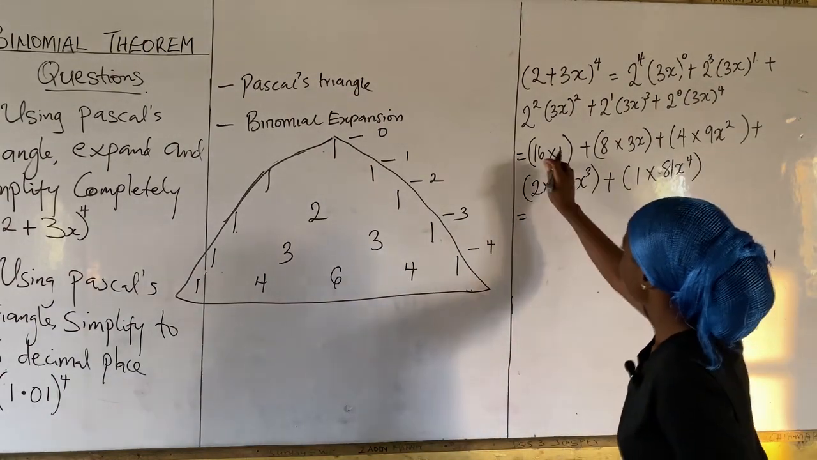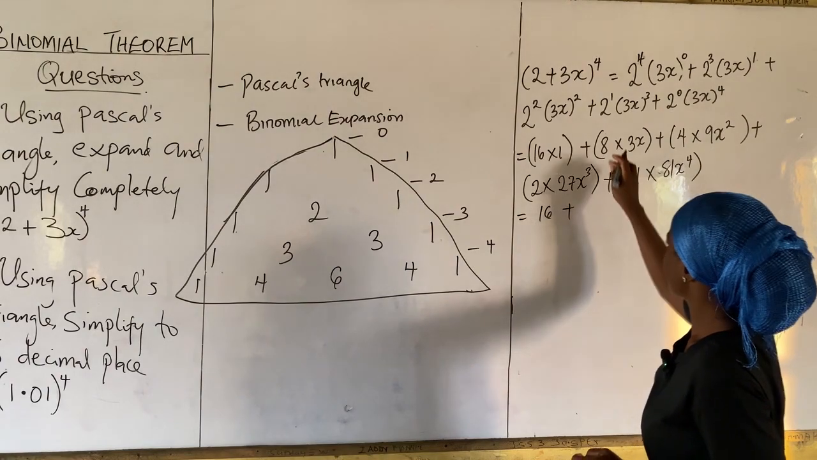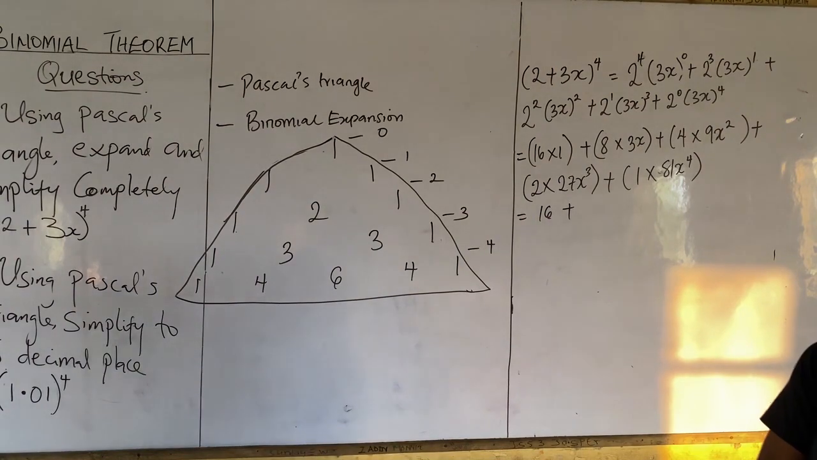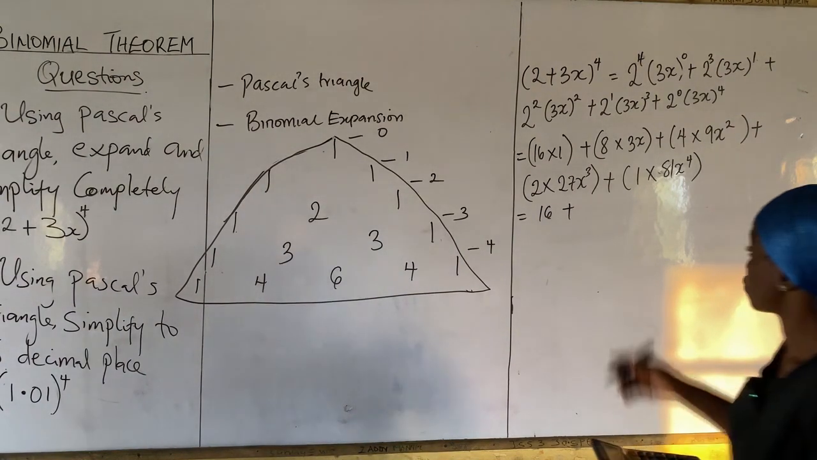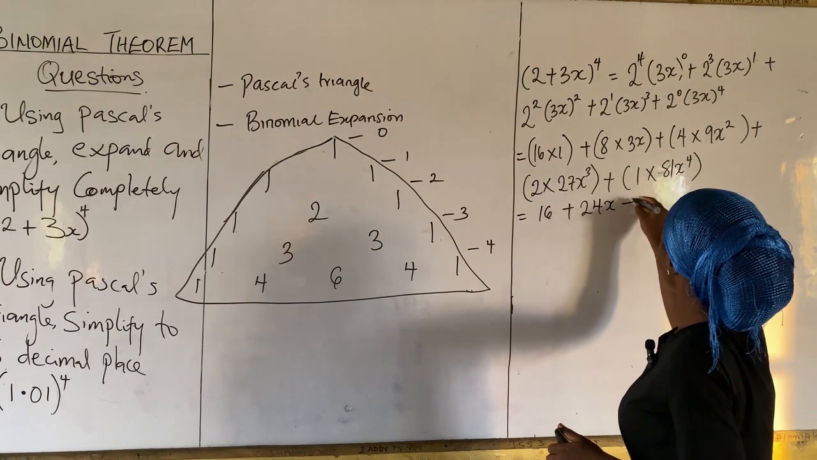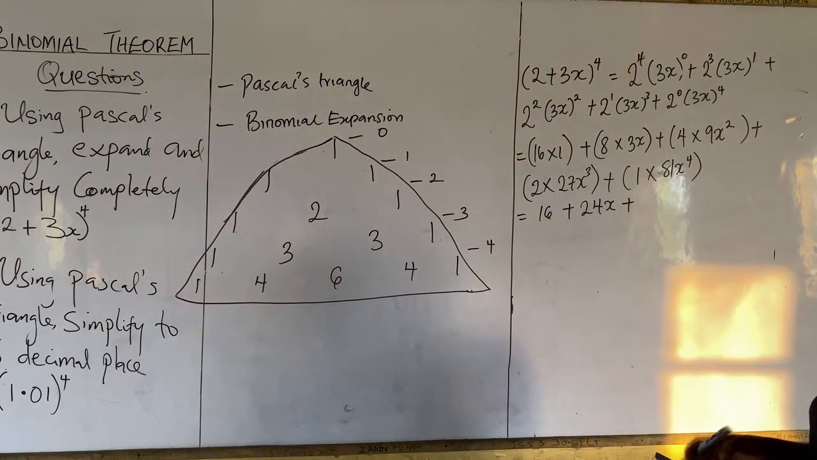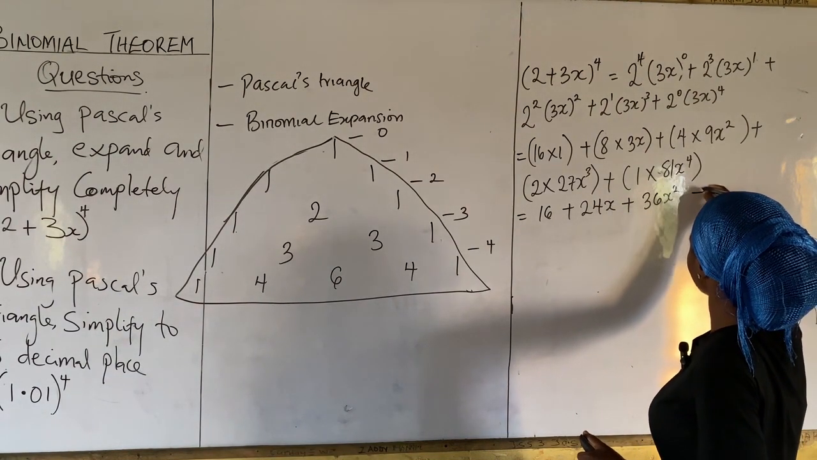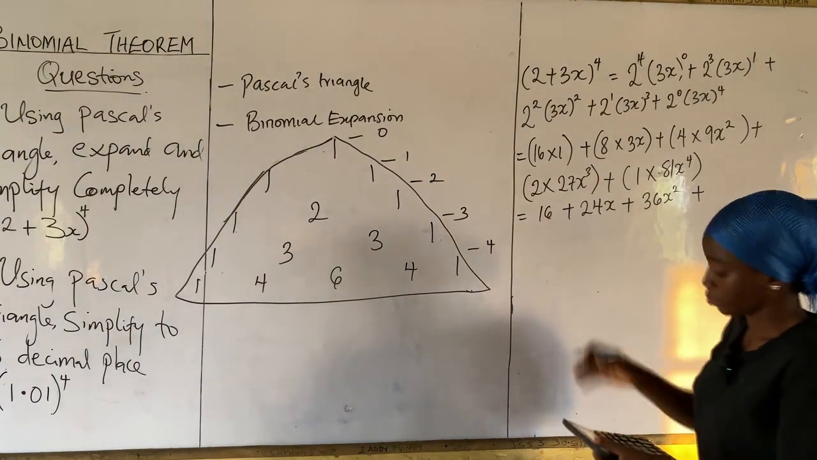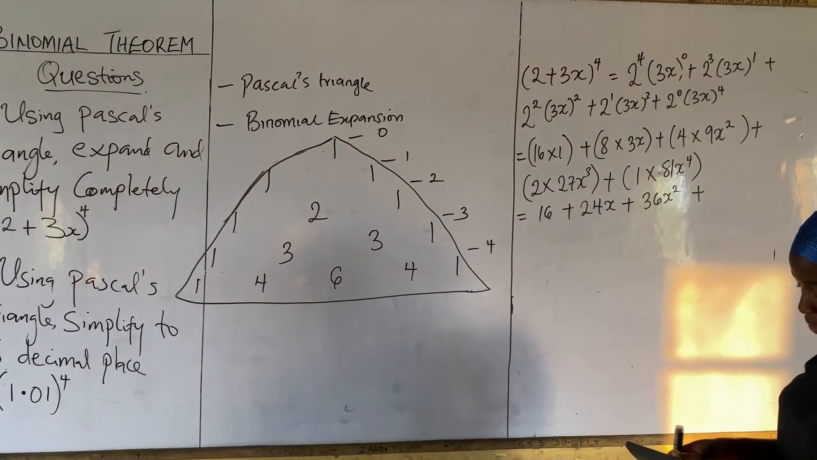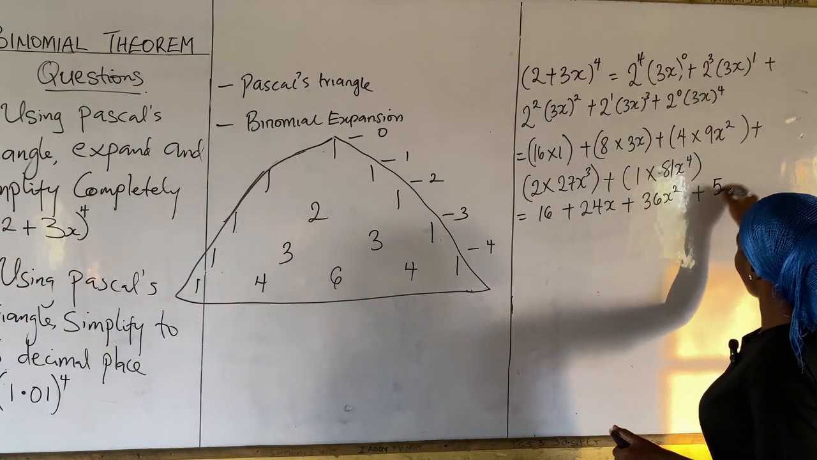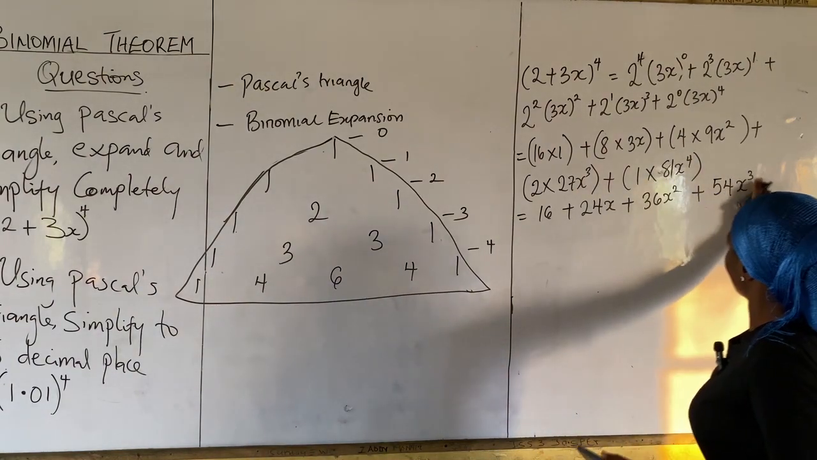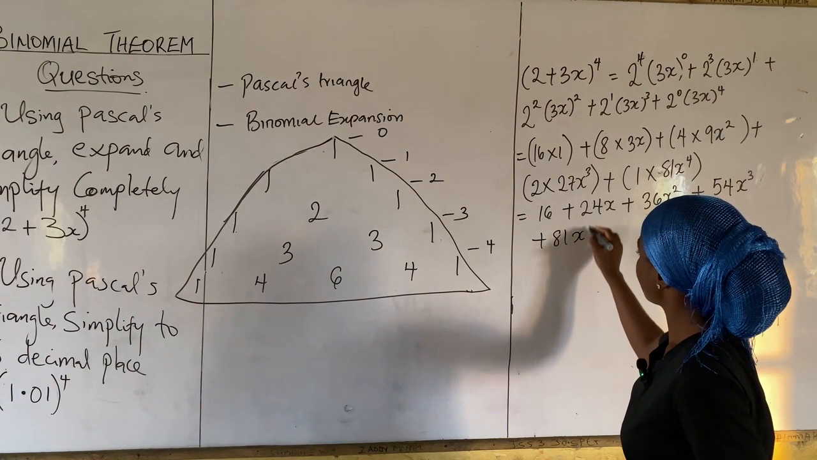So let's simplify it better. 16 times 1, I'll be having 16. Plus, now 8 times 3x. That'll be 8 times 3, that's 24x. Now plus, 9 times 4, I'll be having 36x raised to power 2. Plus now, 27 times 2, that's 54x raised to power 3. Now plus 81x raised to power 4.